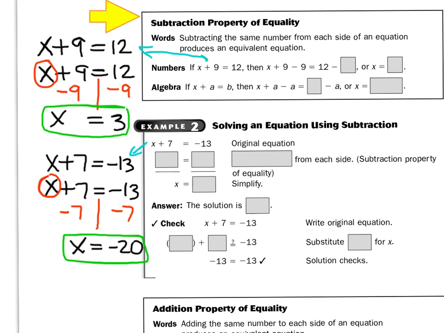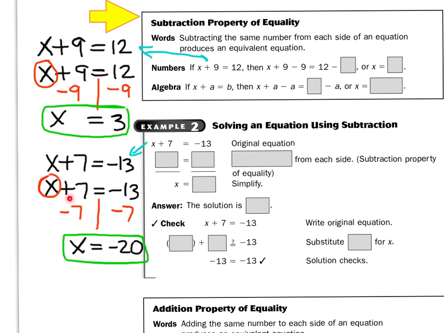Take a look at example 2. If they gave us x plus 7 equals negative 13. So again, I want you to write it exactly like they gave it to us. x plus 7 equals negative 13. And now, with your red, I want you to circle the variable and bring that wall straight down underneath the equal sign.